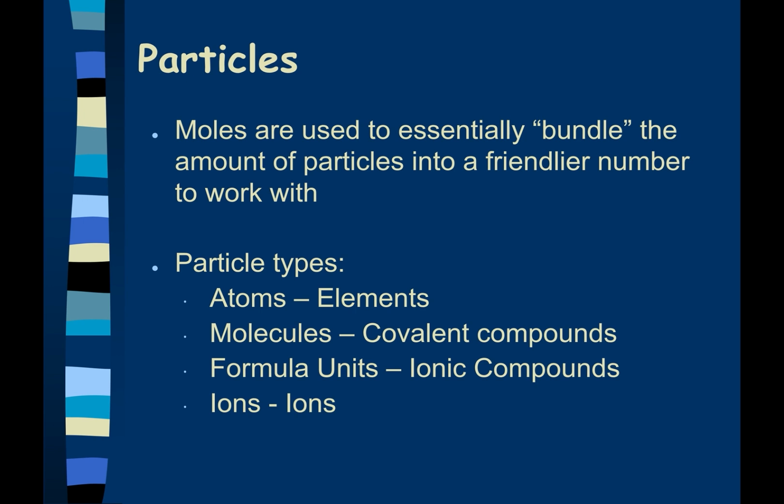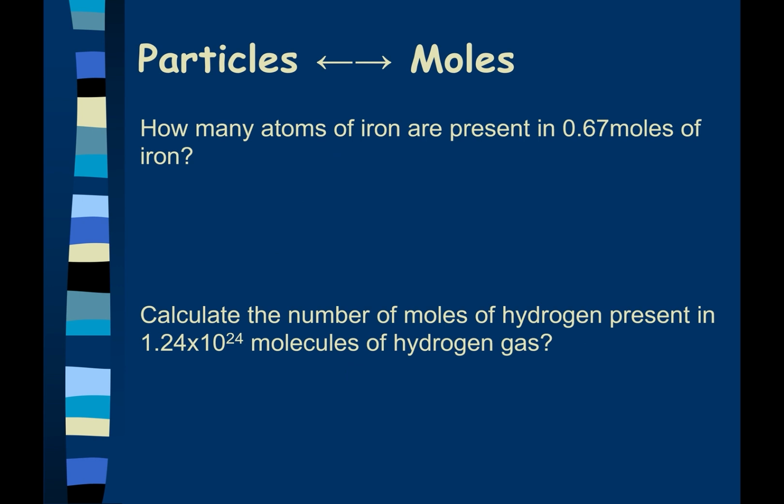And then lastly, ions just represent your lone, free-flowing ions. So the particle type would actually depend on the type of substance. This is the terminology thing, knowing that each one of these words represents a type of particle. When we're using the mole, we are representing how many of whatever specific type of particle we're working with here. So let's use some examples on how the mole is used.